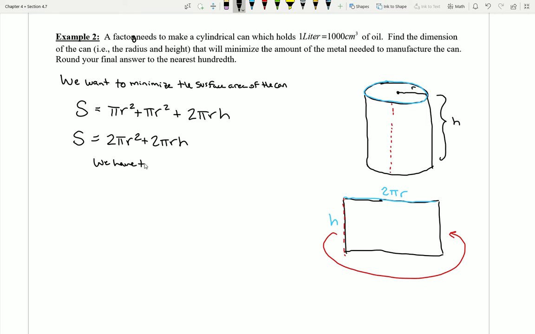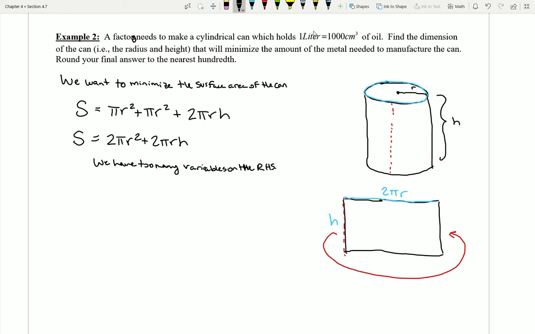So we have here too many variables on the right-hand side. We want to get rid of one of those by using something else that we know here. So there's only one other piece of information that we know in this problem. Can you spot what it is?